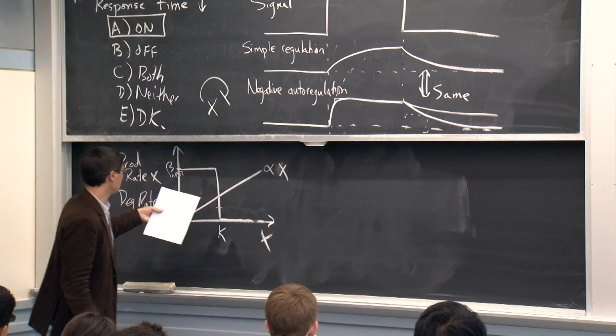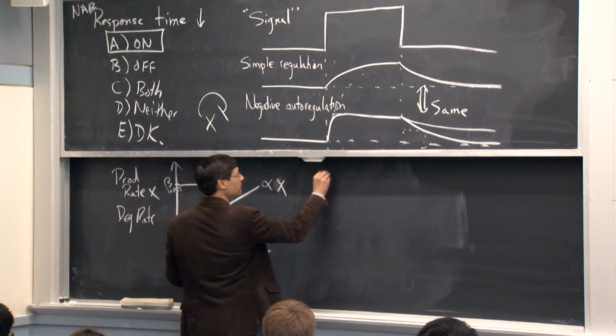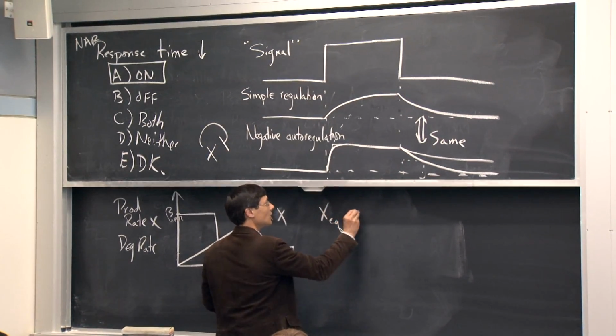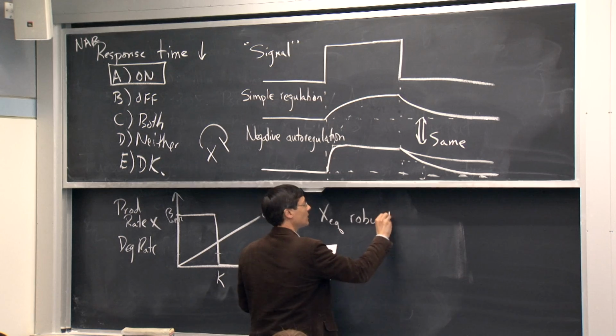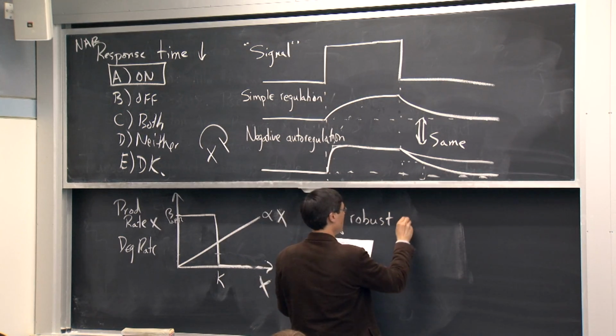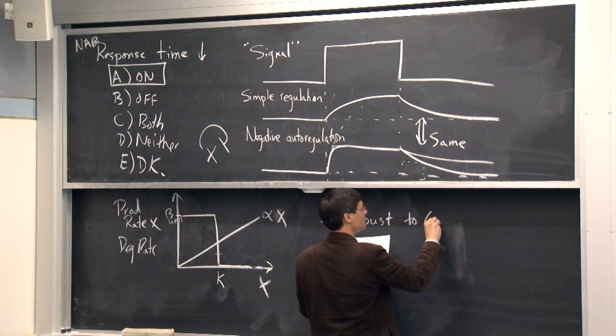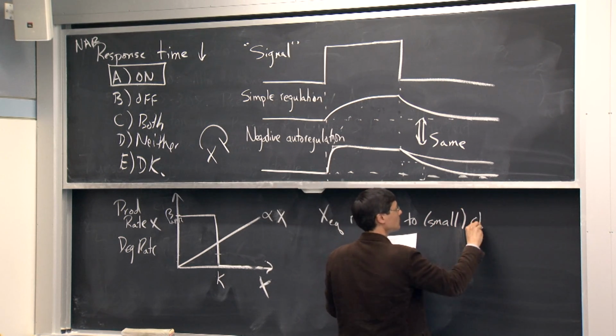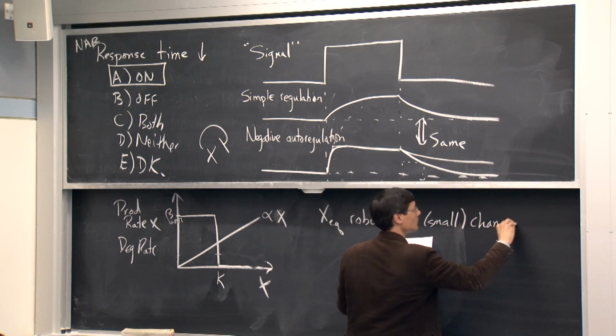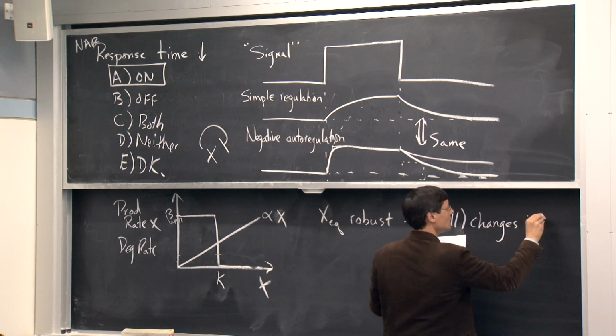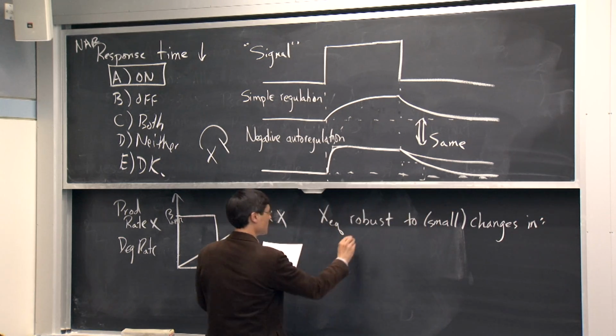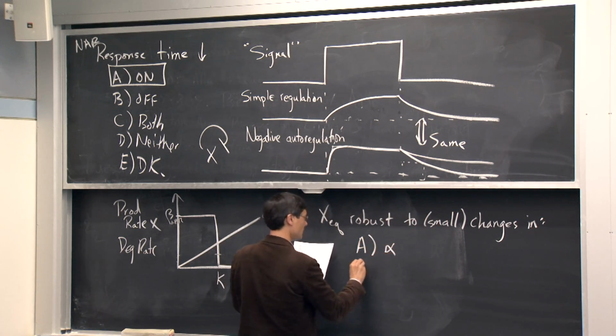All right. So the question here is, okay, X equilibrium is robust to what? And this is to small changes in what? All right. It's going to be alpha.